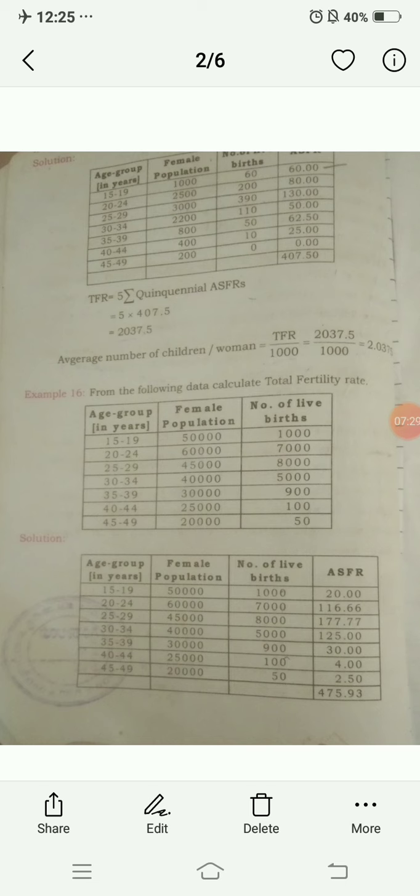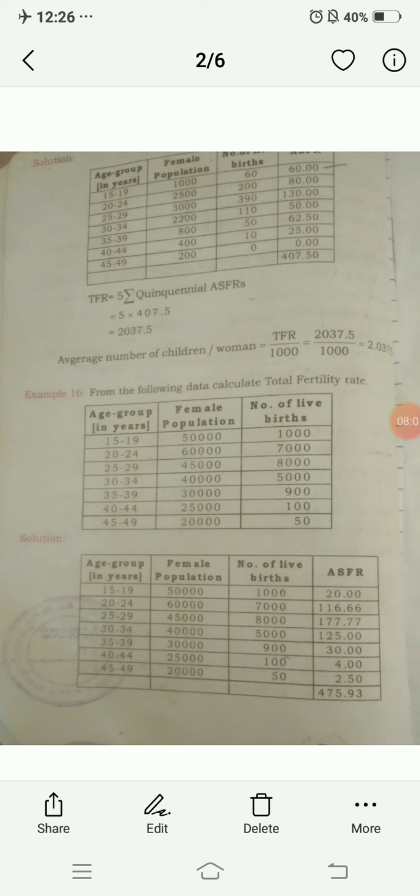First you need to calculate, by using the number of live births and female population, the ASFR. 60 by 1000 into 1000, you get the ASFR as 60. By using the same procedure, 200 by 2500 into 1000, you get 80. 390 by 3000 into 1000, you get 130. And 110 by 2200 into 1000, you get 50.